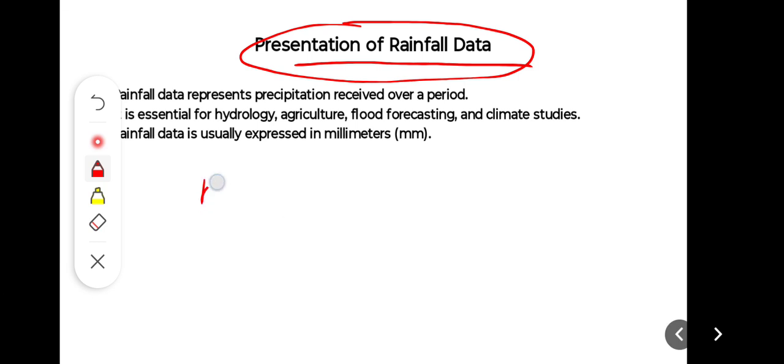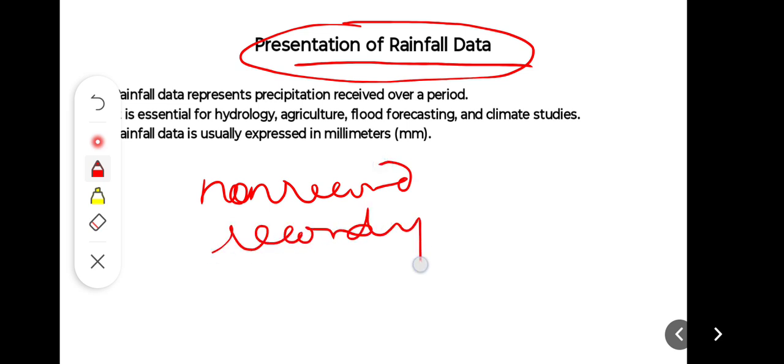Suppose there is a non-recording type rain gauge. Okay, a recording type rain gauge. So many recording type, non-recording type of rain gauges are there. So how they collect the data, how they represent the data, and how that data will be good, or how that data is easy to use for further analysis and other purposes.